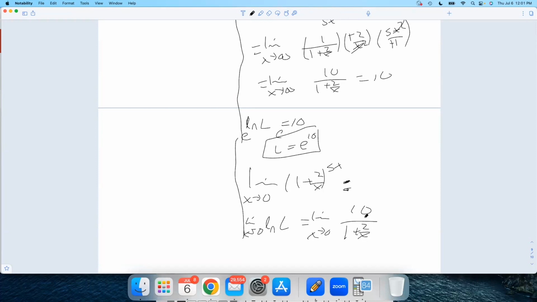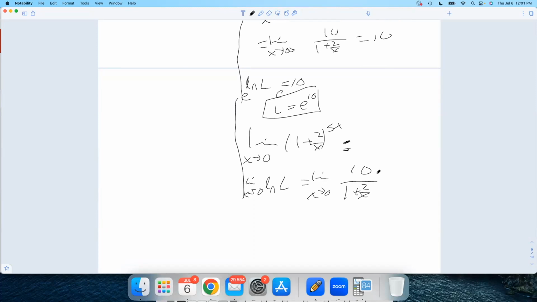This is weird looking now. This is not an indeterminate form. I cannot use L'Hopital's again. The top is a constant, and the bottom, when x goes to 0, the bottom goes to infinity. So I would have to clean this up a little bit. So maybe multiply top and bottom by x. So that would be limit as x goes to 0 of 10x over x plus 2. Now when I take the limit as x goes to 0, the top goes to 0, the bottom goes to 2, that limit's just 0.